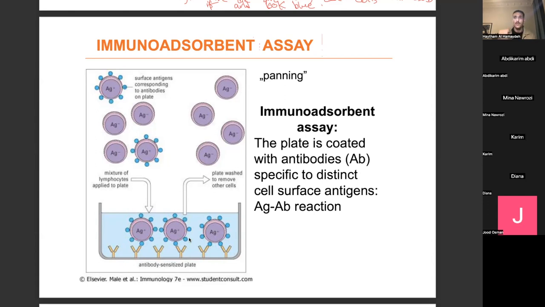Now, when those cells bind, the rest of the cells that didn't bind is something that we really don't care about. We wash them off. This, what I just explained, is positive selection. We are selecting for the things that we really actually want and washing off the things that we don't want. We can also do the opposite.